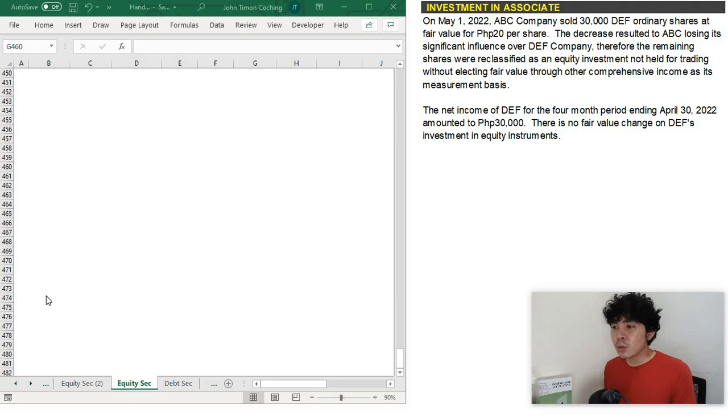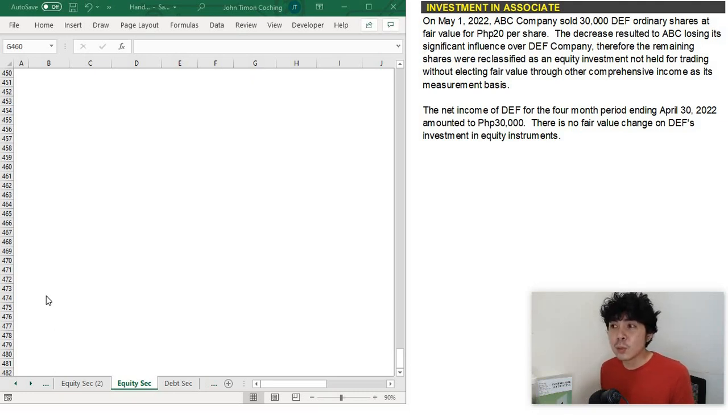So, ang sabi rito, on May 1, 2022, ABC Companies sold 30,000 DEF ordinary shares at fair value for 20 pesos per share. The decrease resulted to ABC losing its significant influence over DEF company. Therefore, the remaining shares were reclassified as an equity investment not held for trading without electing fair value through other comprehensive income as its measurement basis.